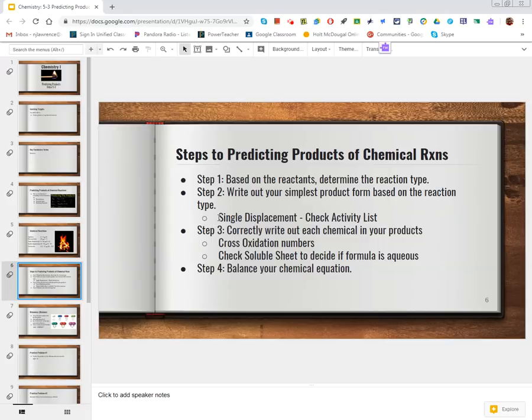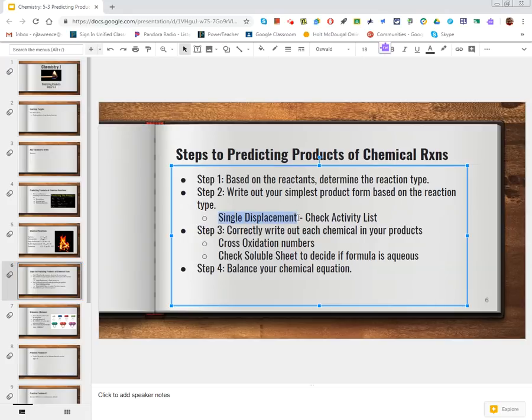As we get started here, we're going to need to use our activity list that I gave you in class when we do single displacement reactions, and I'll show you an example of that in a second. Step 3, correctly write out each of the chemical formulas in your products. Remember, you need to use your oxidation numbers, so you have to cross them to get the correct chemical formula. And again, that solubility sheet I gave you in class, we're going to use that to determine whether things are aqueous or soluble, or whether things are solid or precipitate.